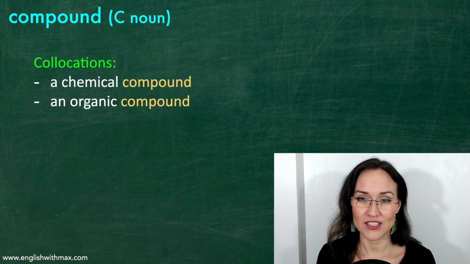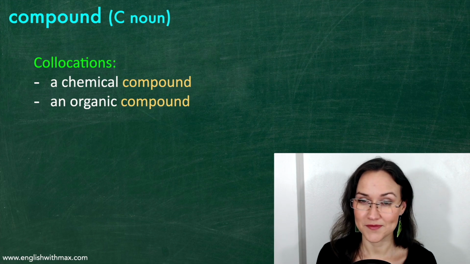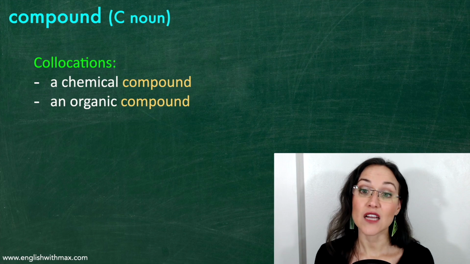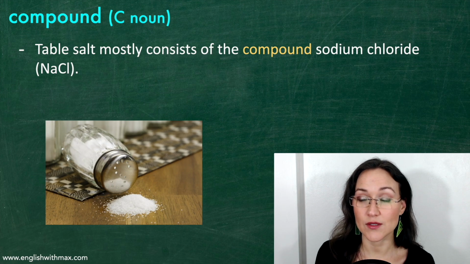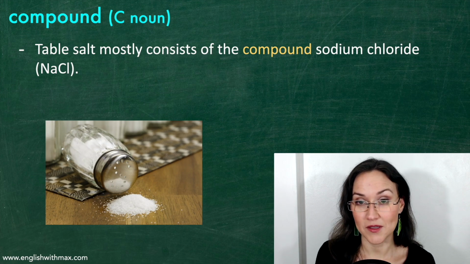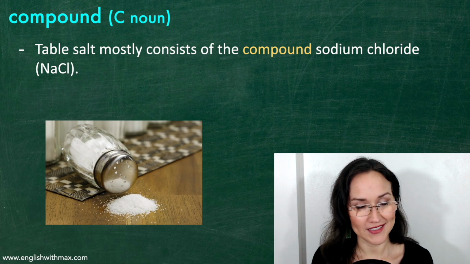Here are a couple of collocations. We have a chemical compound and an organic compound. Table salt mostly consists of the compound sodium chloride, NaCl. That's what you can see in the picture.